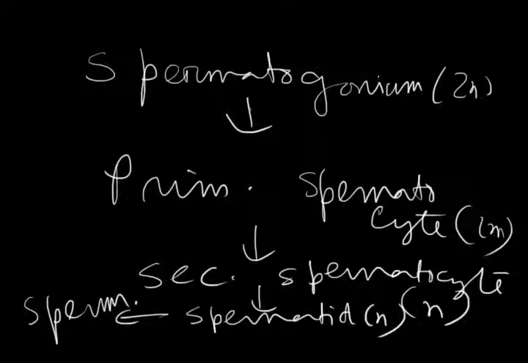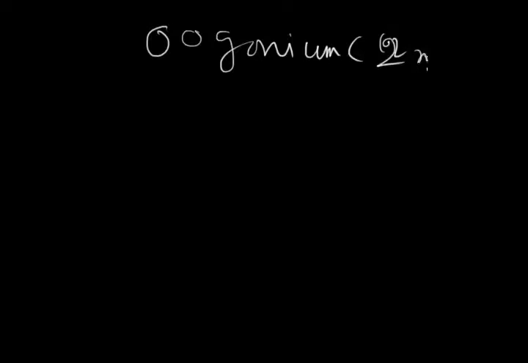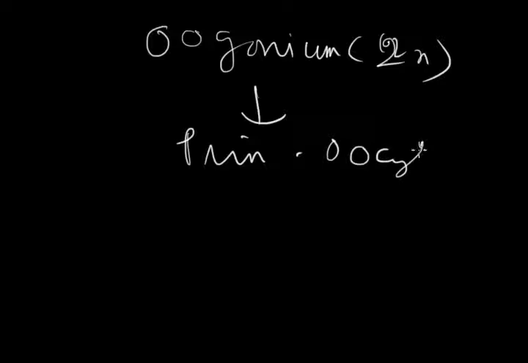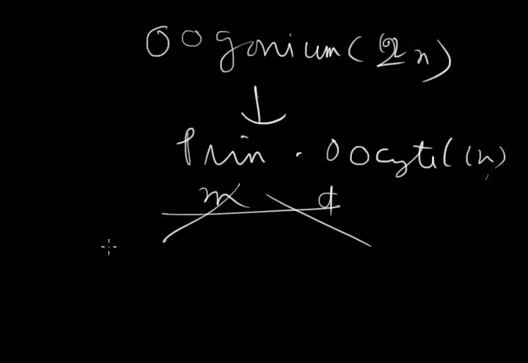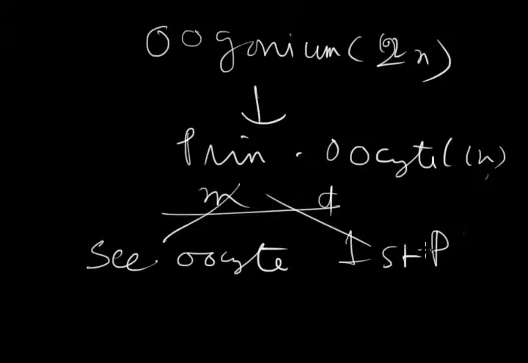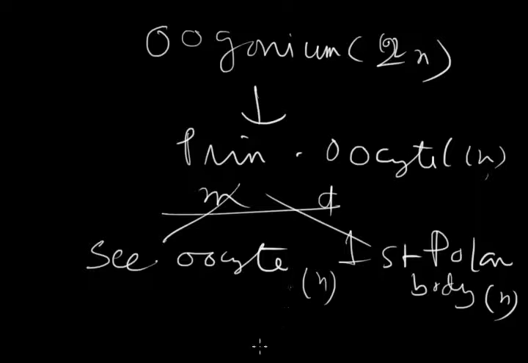Similarly, whenever we are going for the concept of oogenesis, it is something different in comparison to spermatogenesis. Oogonium, whenever found diploid, forms primary oocyte. Again it is diploid. The primary oocyte undergoes meiosis to form secondary oocyte, at the same time first polar body. The first polar body is again haploid, but this is a degenerating ovum which does not participate in fertilization.